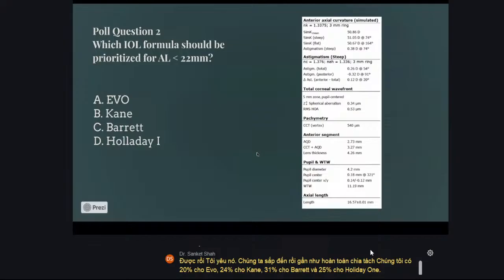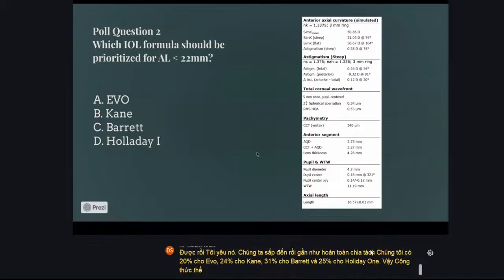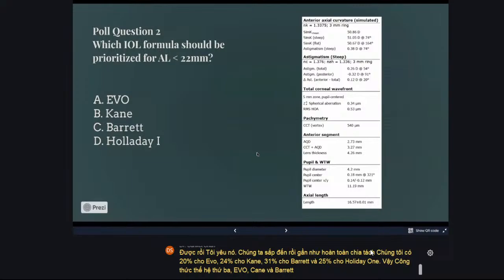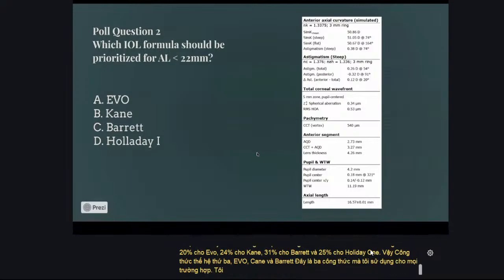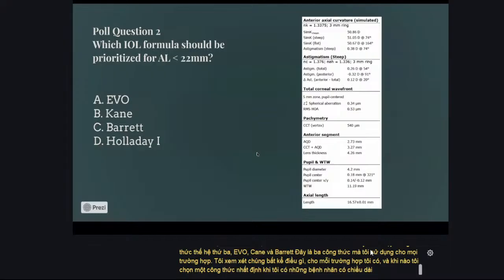So the third generation formulas, the EVO, the Kane, and the Barrett, these are the three formulas that I use for every case. I look at them no matter what for every case I have. And when do I choose a certain formula when I have these patients with axial length less than 22? They all have phenomenal outcomes.